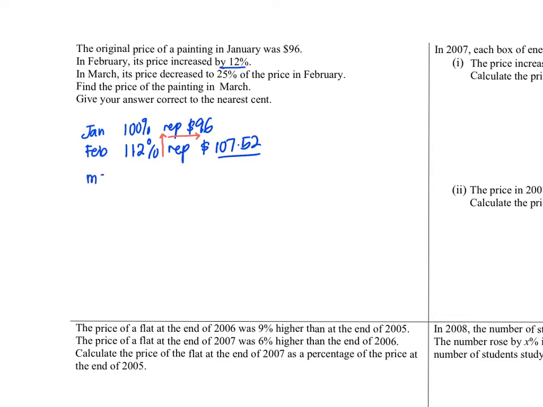Now in March, the price is decreased to, what do you mean by the word decreased to? So I'm not decreased by 25%, I'm decreased to 25%, so I'm left with 25%.